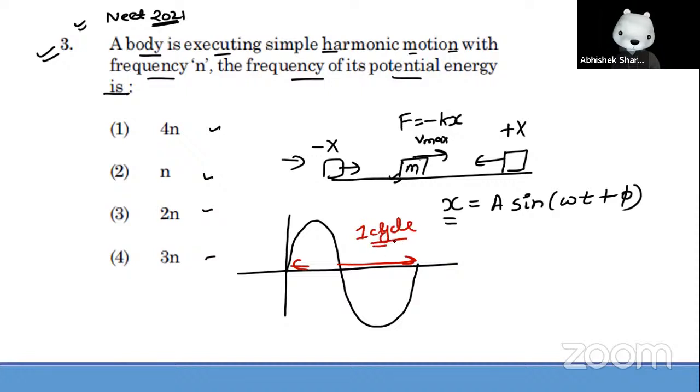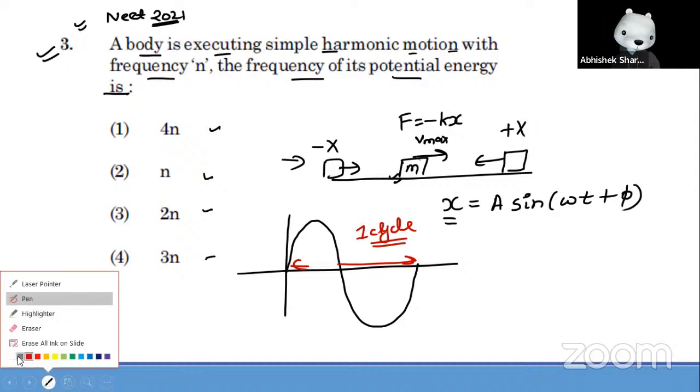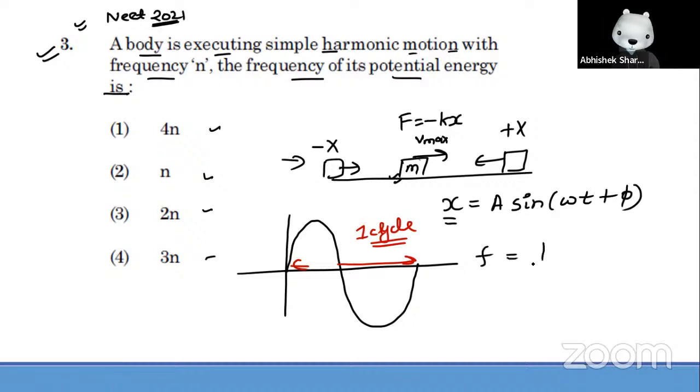Frequency we know already. Frequency is given by 1 by time period. This is the frequency of this. This is one cycle, and frequency is basically the number of cycles per second. So this is one cycle. Suppose it is in 1 second. So frequency will be 1.